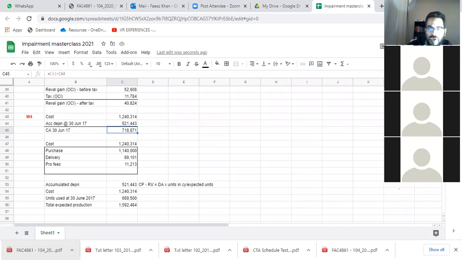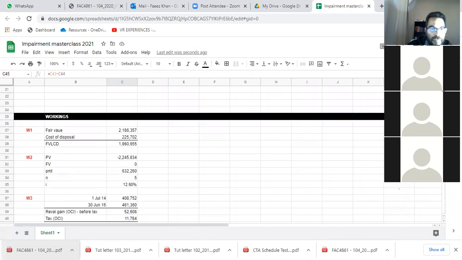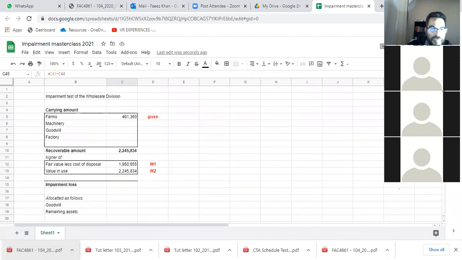So this is C45. I go to the top and I have here equal C45. What was it working for? Then we have working for goodwill, which was given as 12,550. So you can plug that in and I can just say it was given.